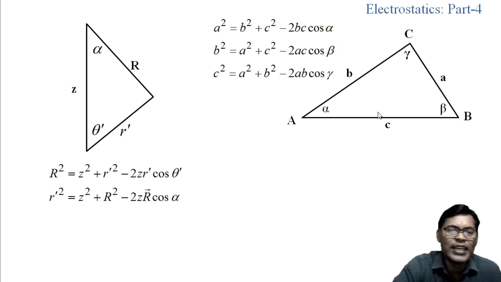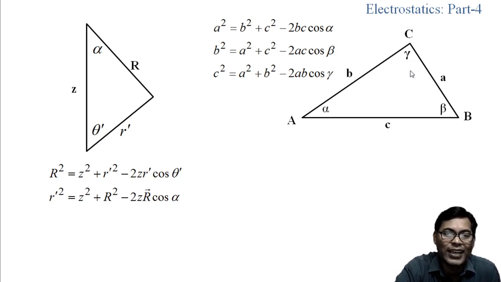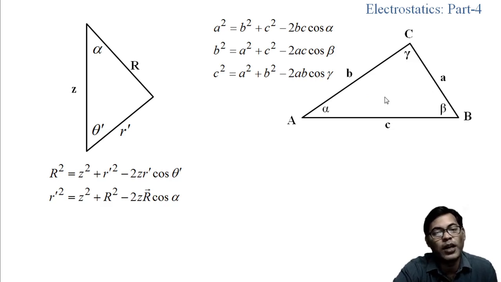Interestingly, these equations are the generalized form of the Pythagoras theorem. If we take the angle gamma as 90 degrees, then cos gamma is cos 90, which is 0, so this term will be equal to 0. Then we get the Pythagoras theorem for the 90 degree angle, c square equals a square plus b square. So the cosine rule is the generalized form of the Pythagoras theorem.